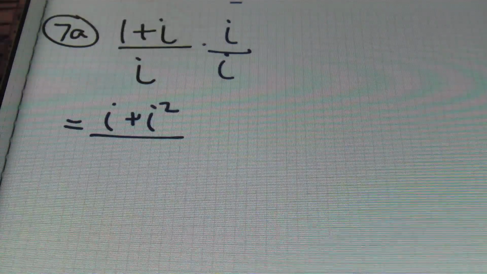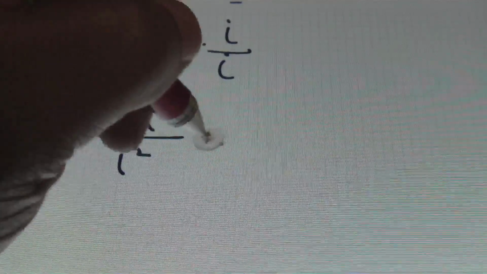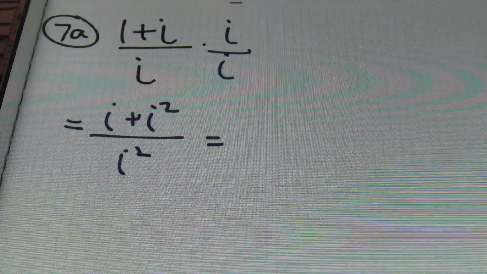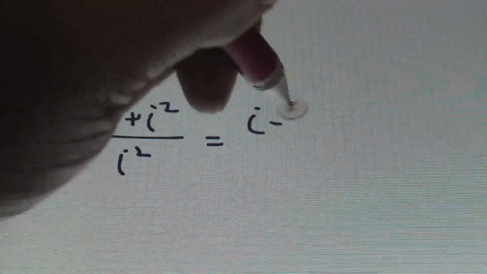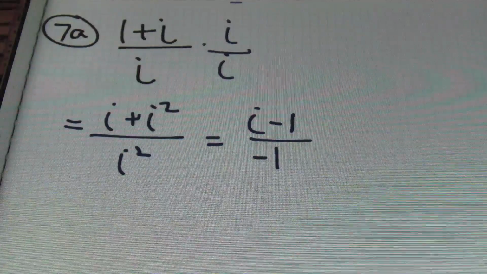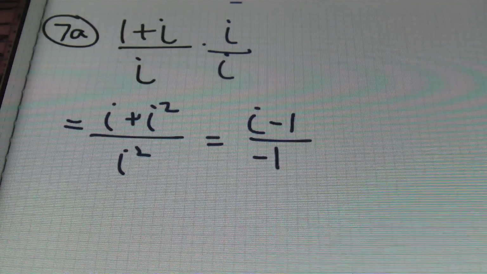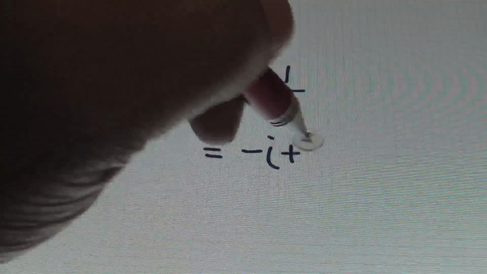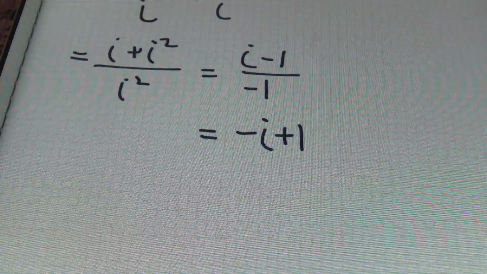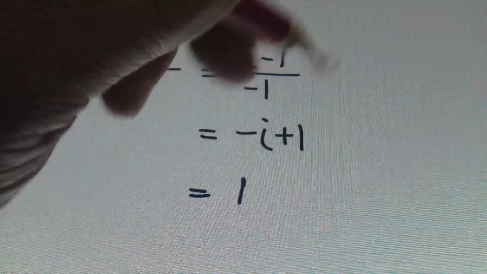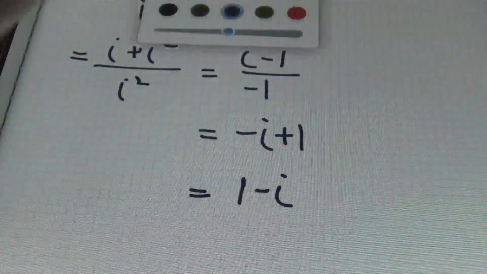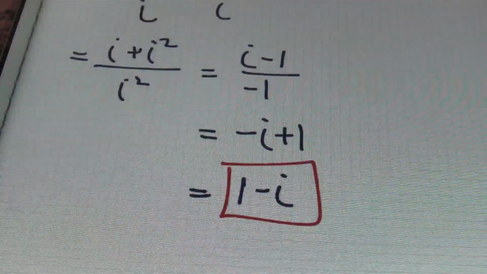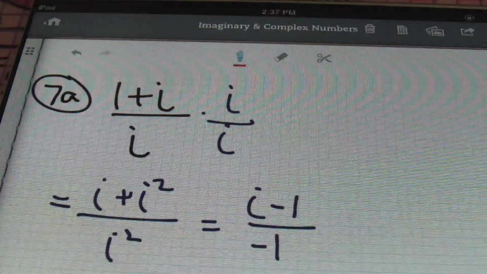Then in the denominator, i times i is i squared. Okay? From here, we'll simplify this knowing that i squared is equivalent to negative 1. So this becomes i minus 1 over negative 1. And anytime we divide by negative 1, ladies and gentlemen, you know that's just going to change the sign, right? So changing the signs of these terms in the numerator, we'll end up with negative i plus 1. All right, and rewriting this in standard form, you know that we have to have our real number first, so it'll be 1 minus i, and then that is our answer, ladies and gentlemen. Done and done for problem 7a.